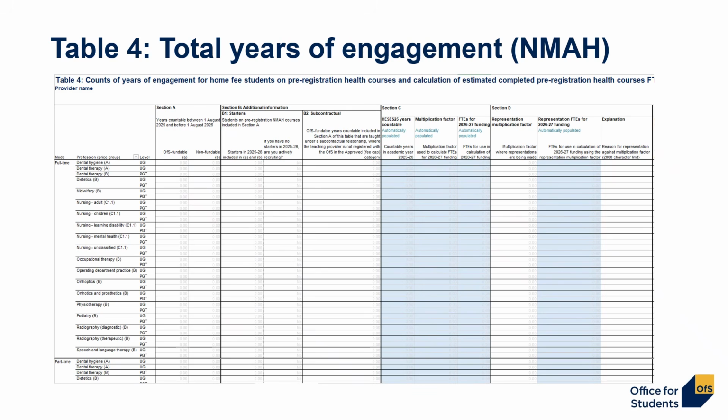Table 4 has 4 sections, A, B, C and D. Section B is divided in two into Section B1 and B2. Sections C and D are for multiplication factors, and we'll look at those in a separate video. So in this video, we will concentrate on sections A and B.